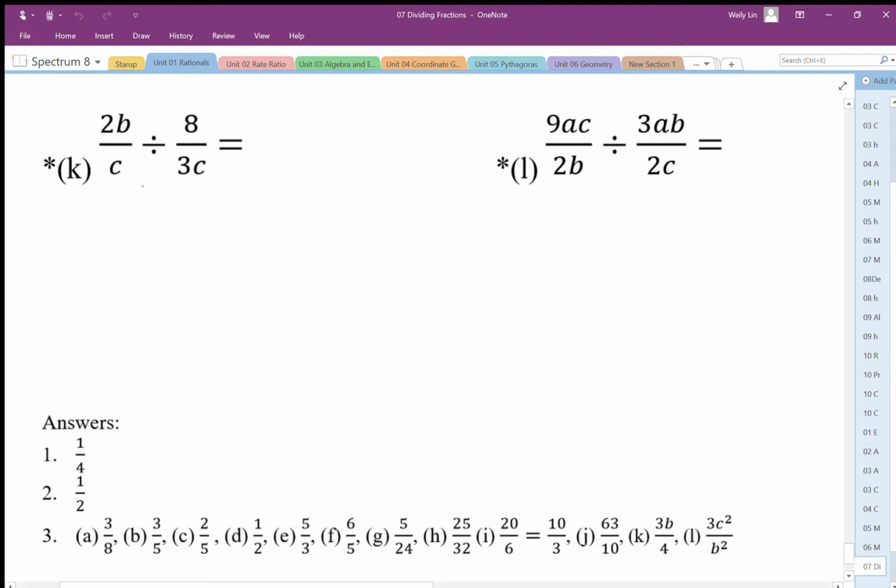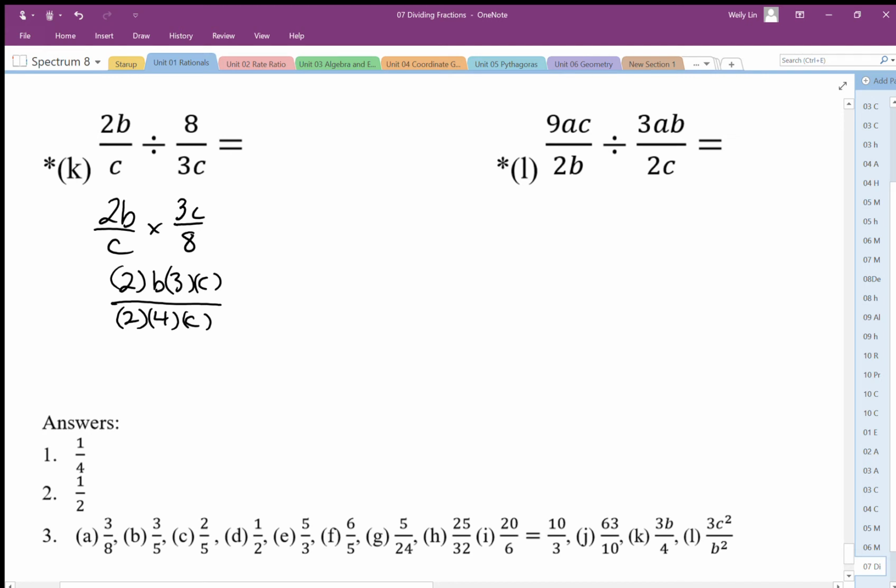So I'm going to do my opposite and just make sure my divide by 8 ends up on the bottom, divide by 3c ends up on top. So now this is all times and divide. Really, this is just one fraction. And I have times 2 times b times 3 times c on the top. I have times 8, so I'm just going to make that times 2 times 4 and times c on the bottom. Okay, it's all just times and divide.